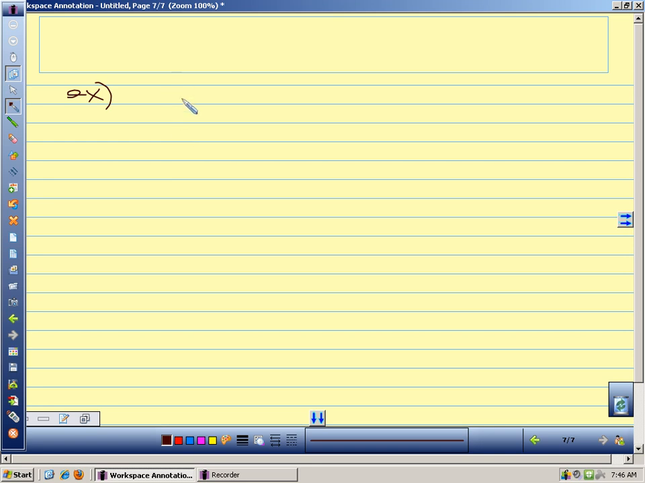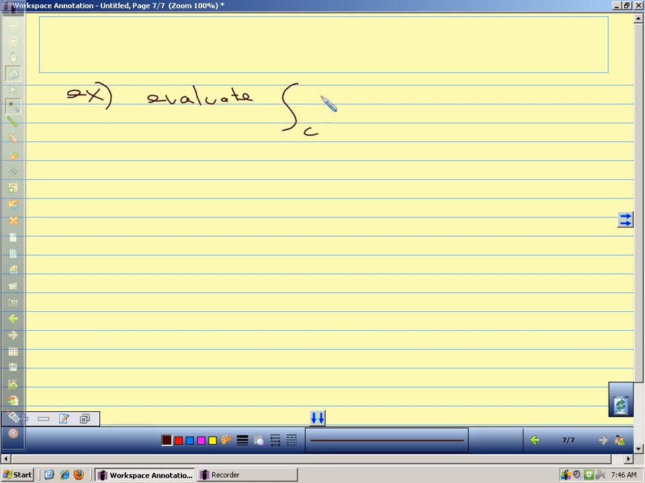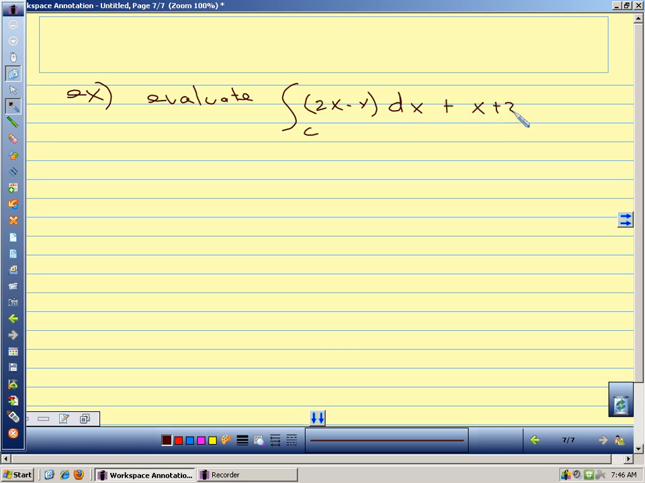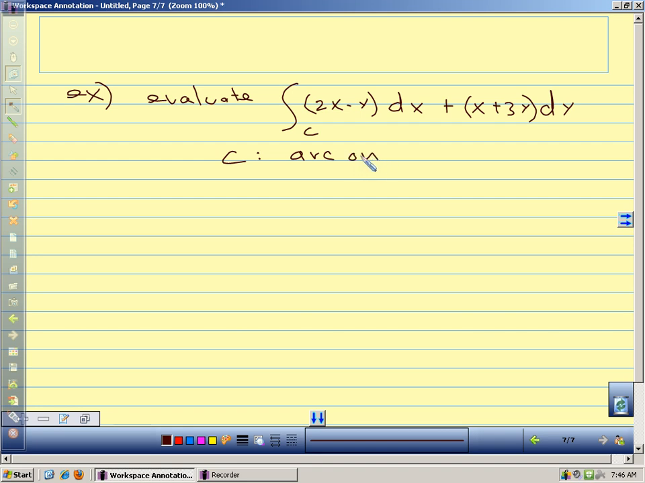This is kind of like one of the homework questions we asked about today. We want to evaluate the integral along C of 2x minus y dx plus x plus 3y dy, and C is the arc on y equals x to the 3 halves from the point 0, 0 to 4, 8.